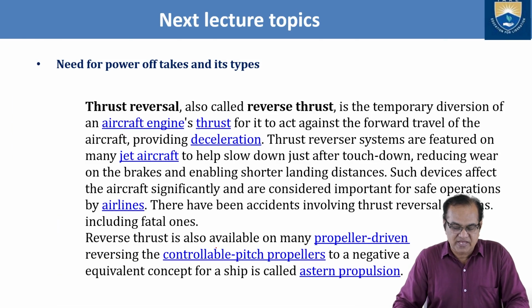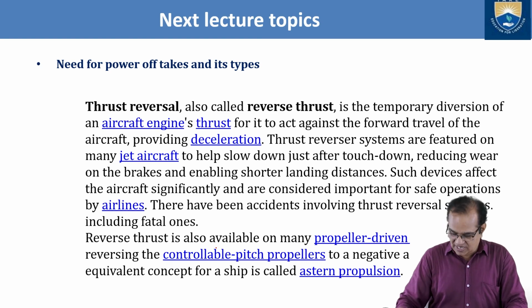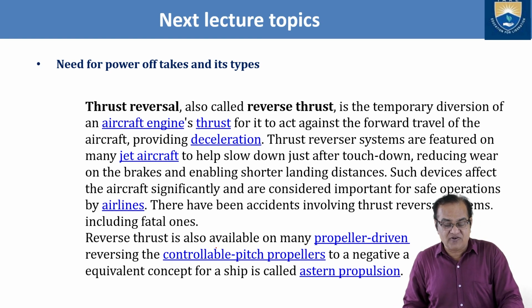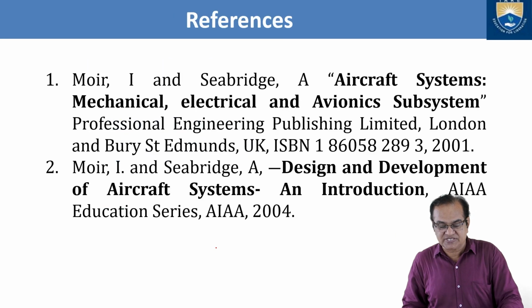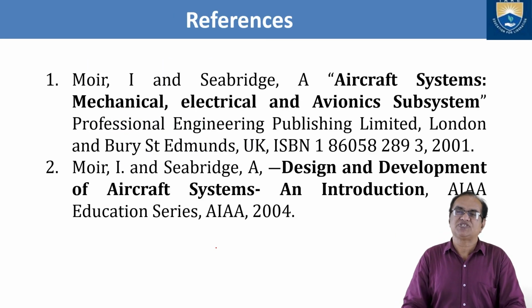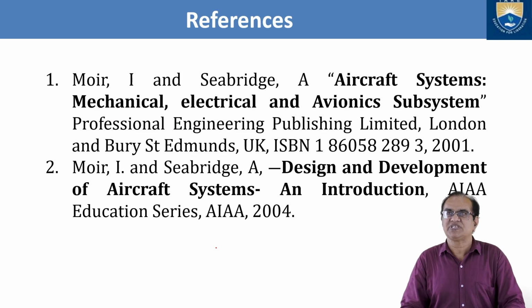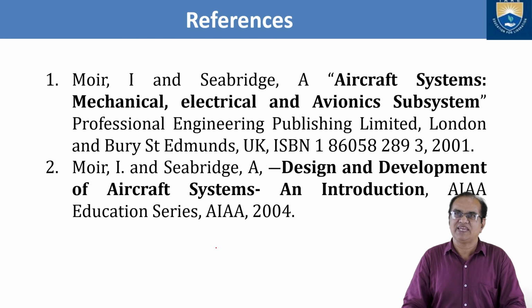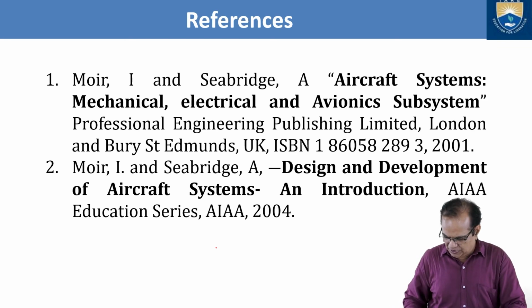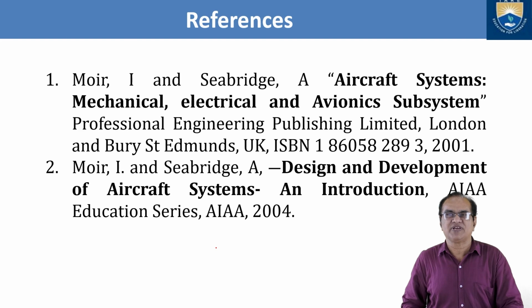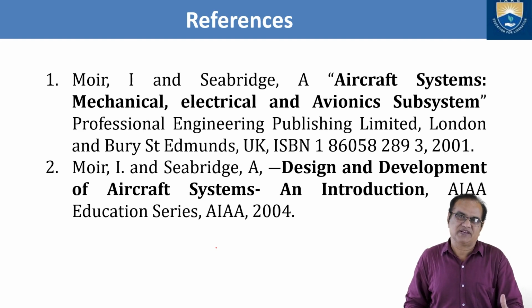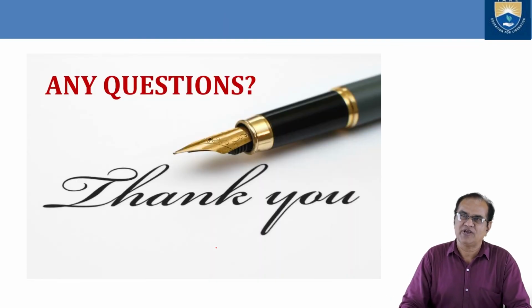In the next lecture I am going to talk about the need for takeoff power and its types. These are the references which I have taken: Moir and Seabridge, Aircraft Systems: Mechanical, Electrical and Avionics Systems. The second book I have taken is Design and Development of Aircraft Systems: An Introduction, AIAA Education Series. These are the two books, and I have also taken from Wikipedia and some other internet resources for this class.